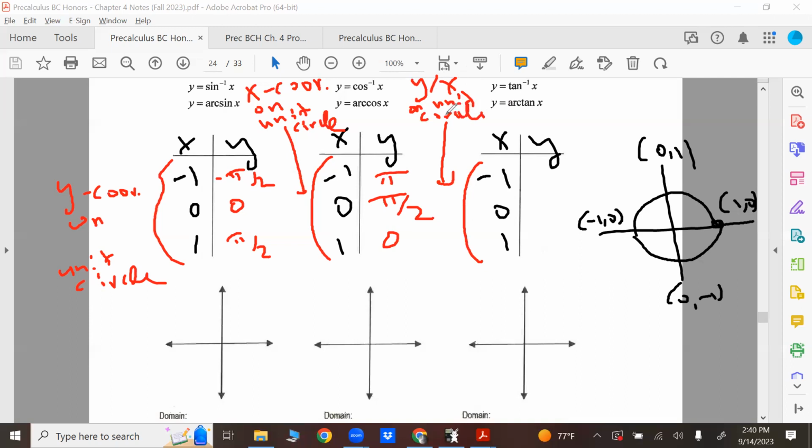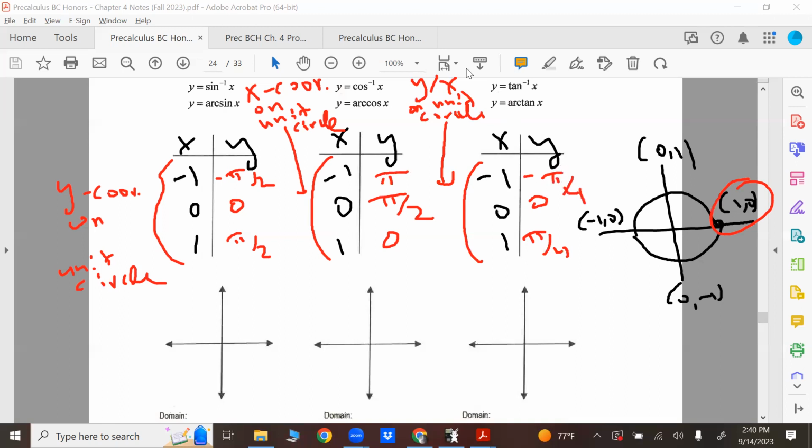So y over x. Okay. So where's y over x going to be 0 in the unit circle? Probably right there. So 0. Then this is going to be in between the first or fourth quadrants. Where is the ratio of y and x coordinates on the unit circle going to be 1? Pi over 4, exactly. And then negative pi over 4 for the other one. Or you could say 7 pi over 4, but we'll say negative pi over 4.